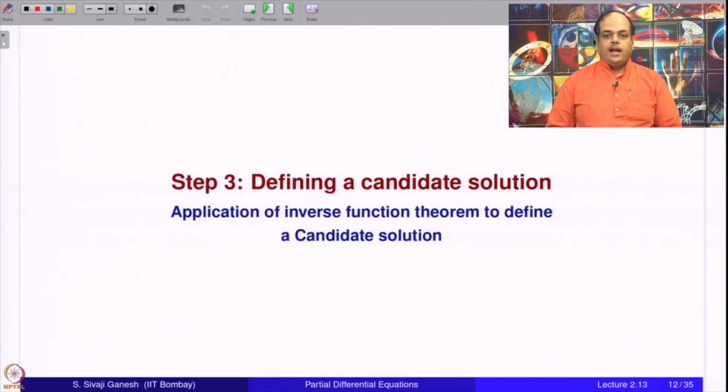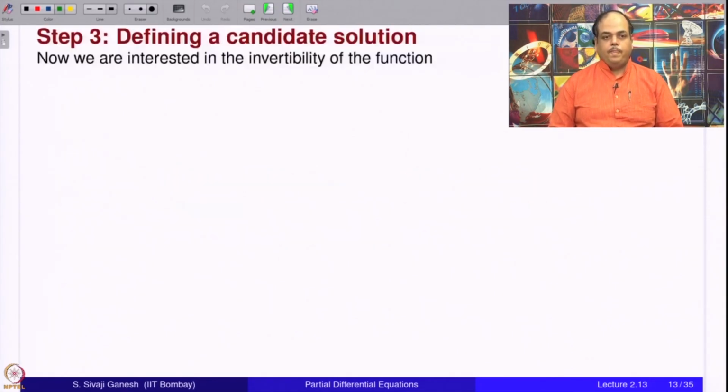Now, defining a candidate solution, this is where we need to apply the inverse function theorem to certain functions and then get a candidate solution. So, we are interested in the invertibility of this function.